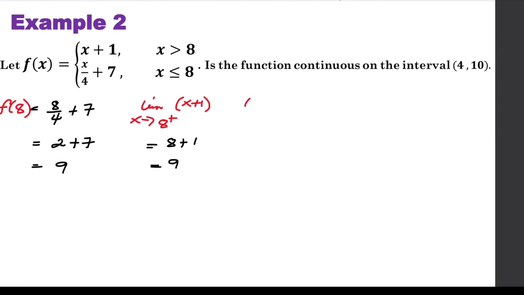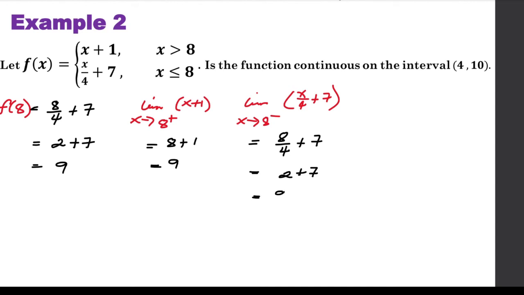Let us now get the limit of the function as x approaches 8 from the left. So we're now going to use the function x over 4 plus 7. By substitution, we have 8 over 4 plus 7, and we have 2 plus 7, and therefore we have 9.